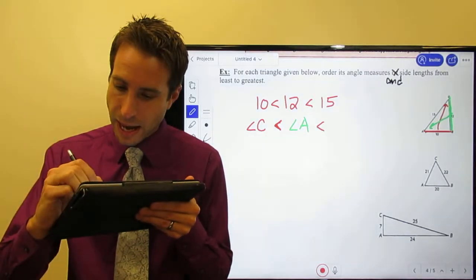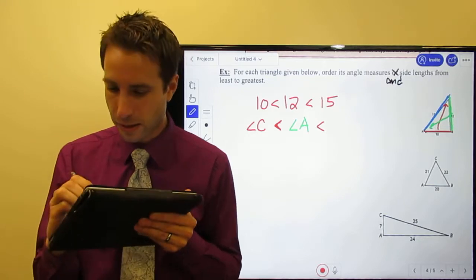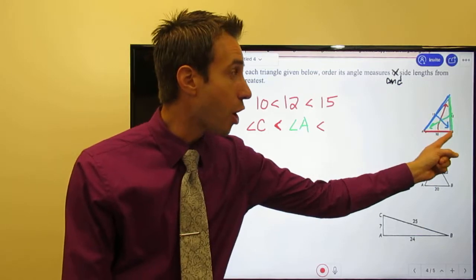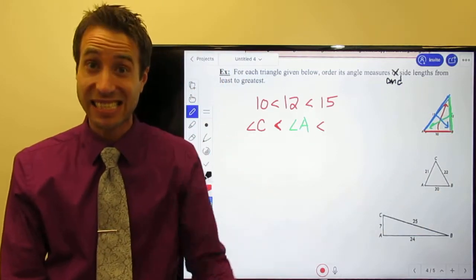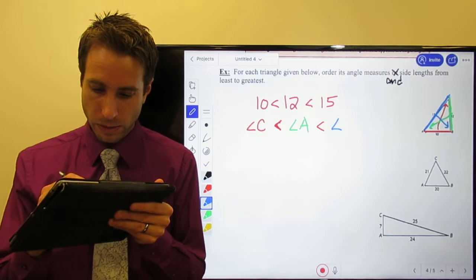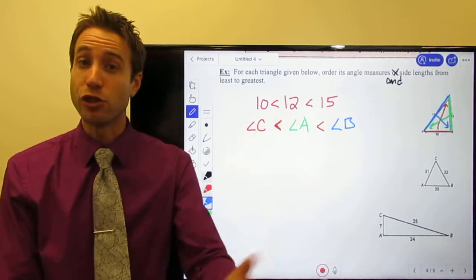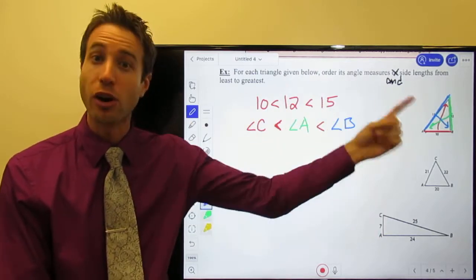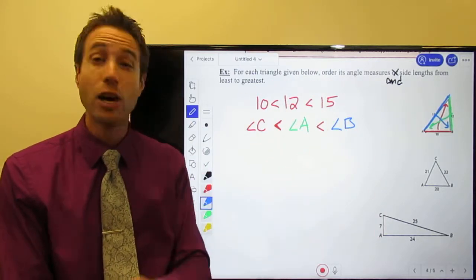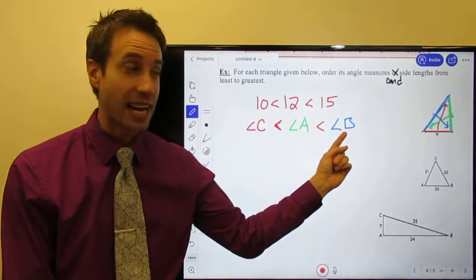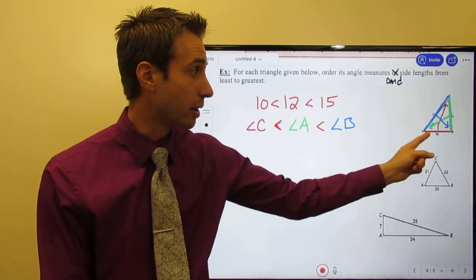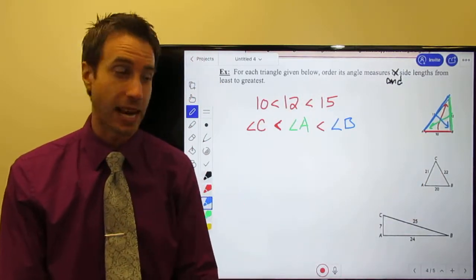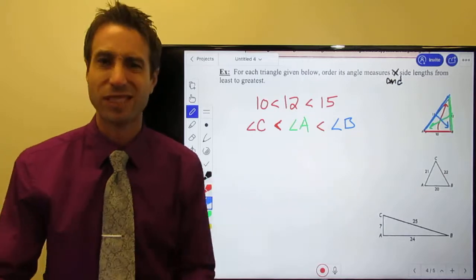My biggest side is 15. So, my biggest angle is going to be the one opposite my biggest side, angle B. Right? What you've done is you put them in order: 10, 12, 15, increasing order of the length of the side, increasing order in the size of the angle. C is the smallest angle, A is the next biggest, B is the biggest angle because it's opposite the biggest side. That's all we're doing. Let's do it for the next ones.